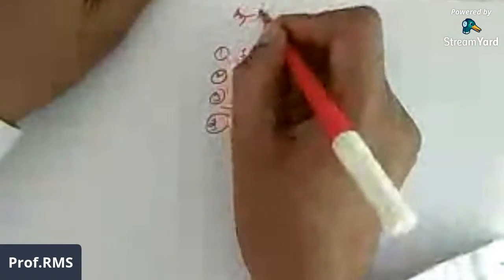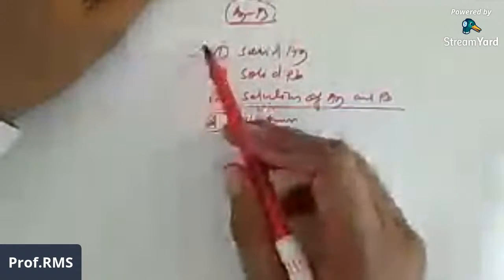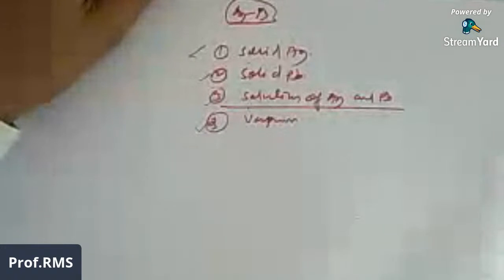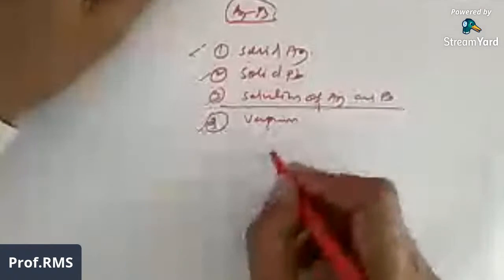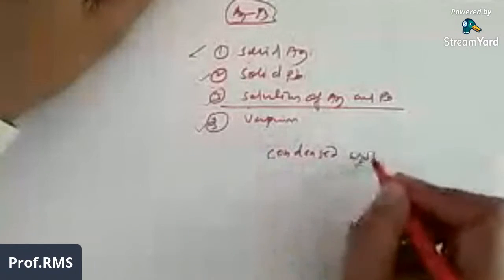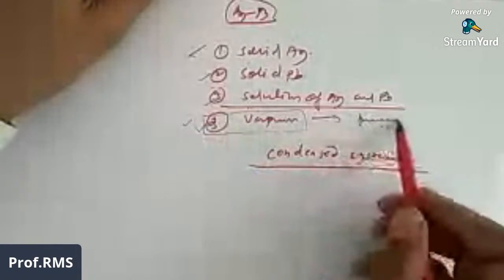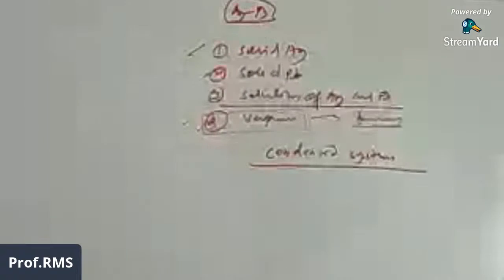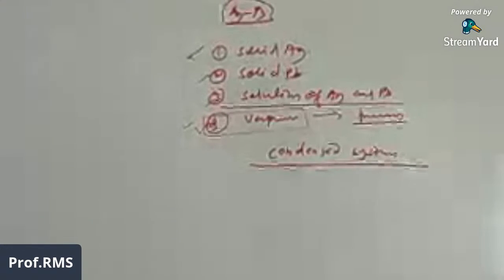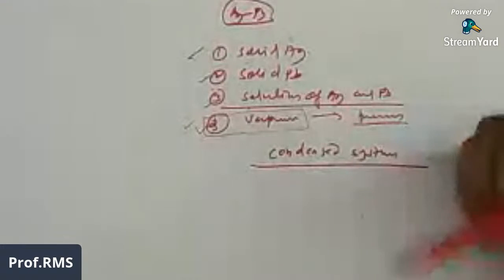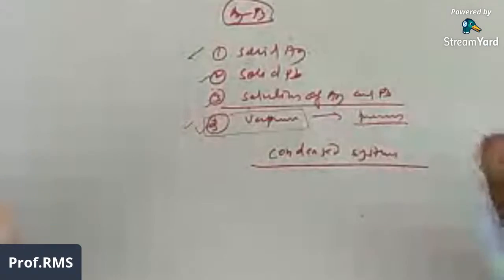Silver lead system, a two component system, has 4 phases: solid silver, solid lead, solution of silver lead, and its vapor. You know that the phase diagram of the silver lead system is a condensed system, and in this condensed system we are not considering the pressure. Basically, the formation of the vapor phase depends on pressure. We have already seen in the sulfur system and water system that the vapor phase depends on pressure, but we are not considering pressure here. We are just keeping the pressure constant.